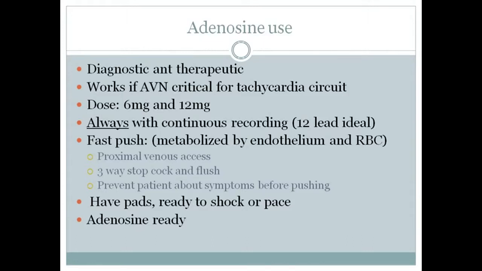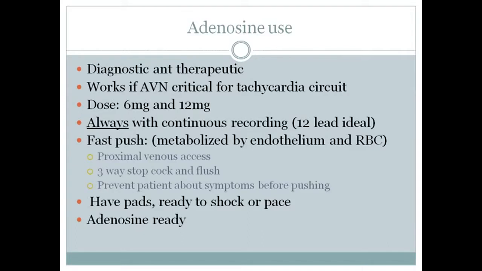The dose: start with 6 milligrams. The second dose, you can use 12 milligrams. Fast push. Again, it's metabolized in the endothelium. As soon as you push it in, it's being metabolized, and by the red blood cells. So use an IV line that is close to the heart. If you have a central line, perfect. If you have a peripheral line, don't use it in the hand. By the time it reaches the heart, the dose is ridiculous. So at least antecubital, as close to the heart as you can.